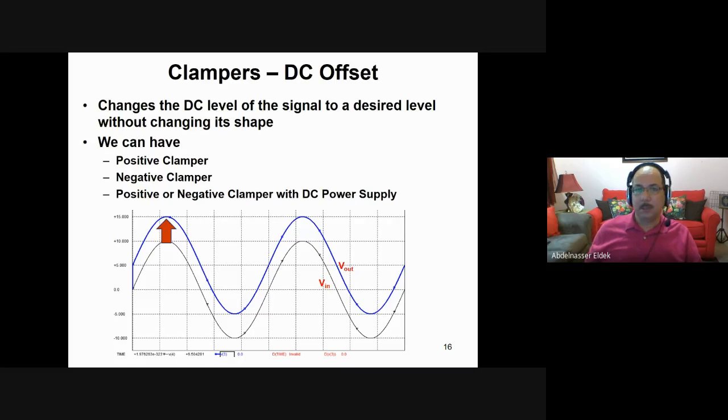The last part in this chapter is about clampers. A clamper means that you add a DC offset. You can add a positive offset or a negative offset. That's why you have a positive clamper or negative clamper, or sometimes a positive or negative clamper with a DC power supply. So let's see how this works.